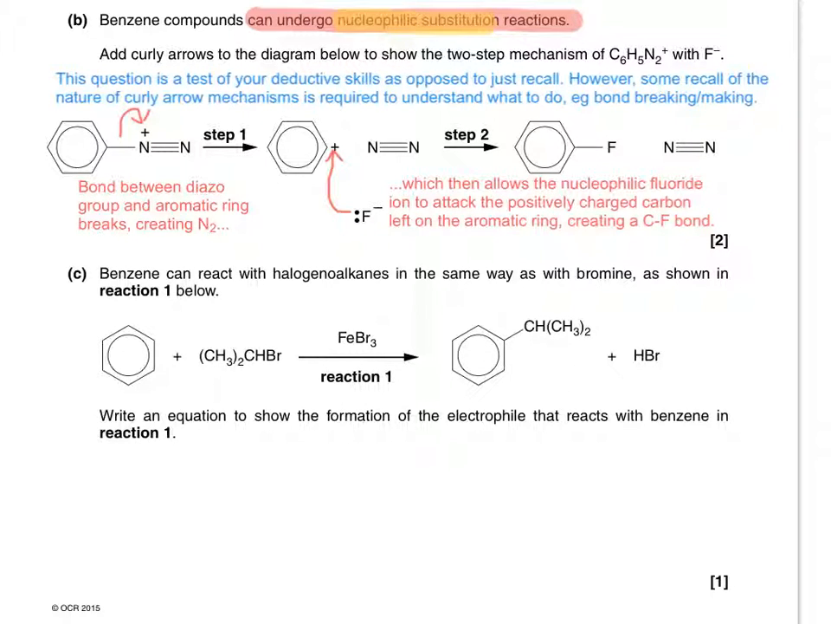So the next part says benzene can react with halogenoalkanes in the same way as with bromine, as shown in reaction 1 below. Now a few people mistakenly didn't realise that the electrophile is not bromine this time round. If you look at the question, it says in the same way as with bromine. That does not mean they're asking you to actually draw the reaction using bromine.